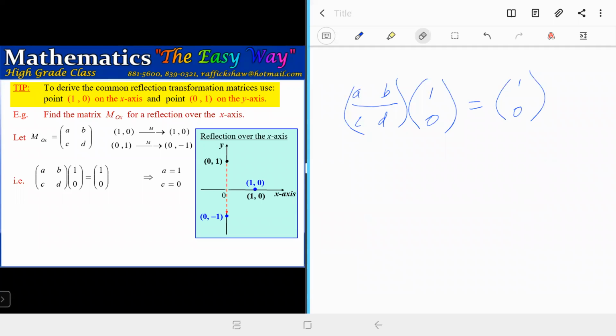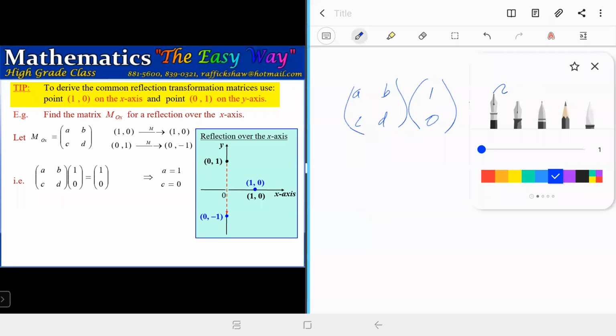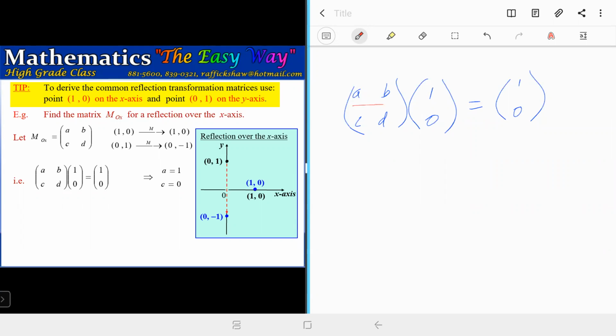So we know that we take the rows of the first matrix, and we know that this row times this column equals the 1. So A times 1 and B times 0 equals 1. That's how we get the A equals 1. A plus 0 equals 1, which means A equals 1.